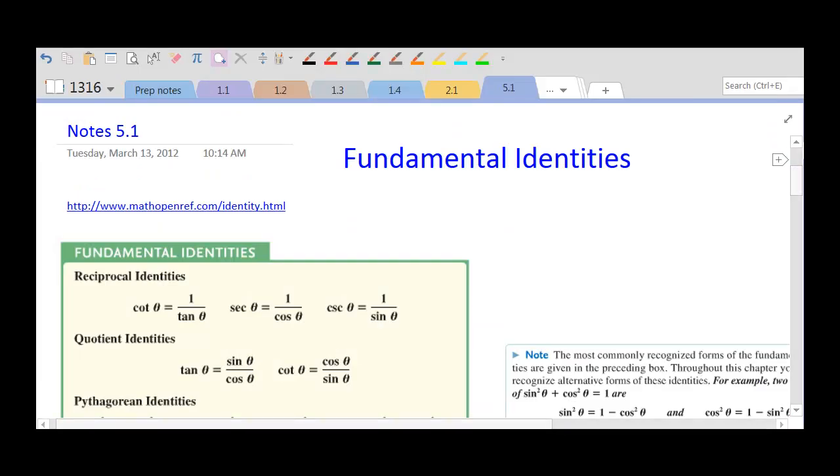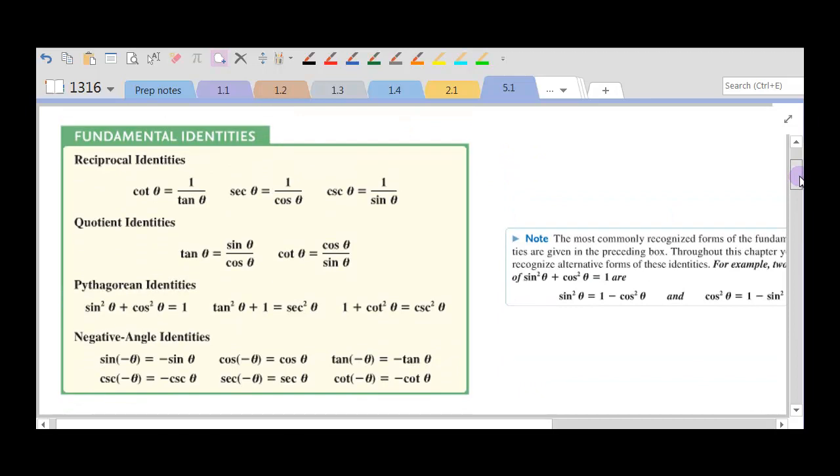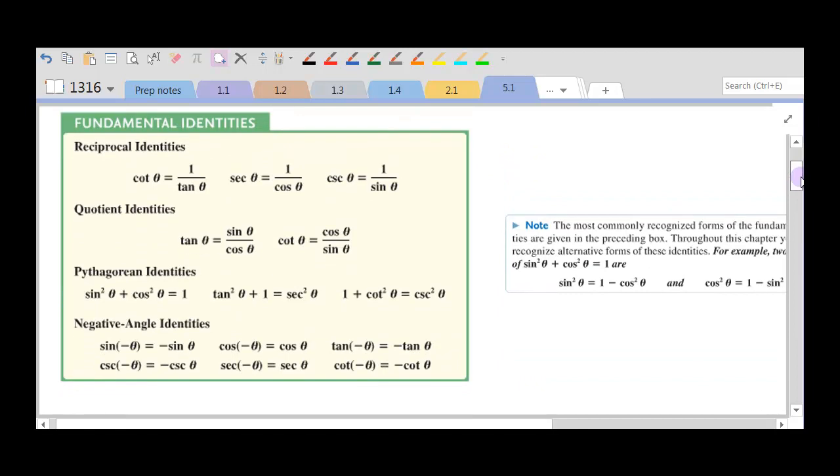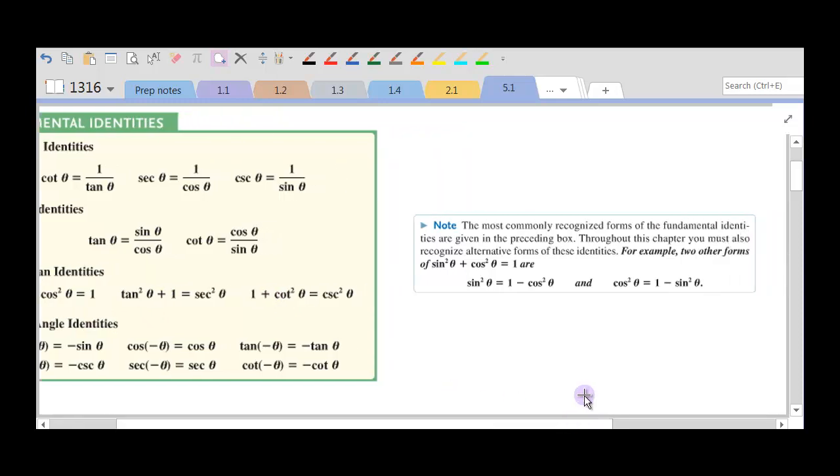We've talked up until this point about several identities. We know that we have the reciprocal identities given by these three right here. I have the quotient identities, which can look like this, and we've done the Pythagorean identities, which are given by these three statements here.